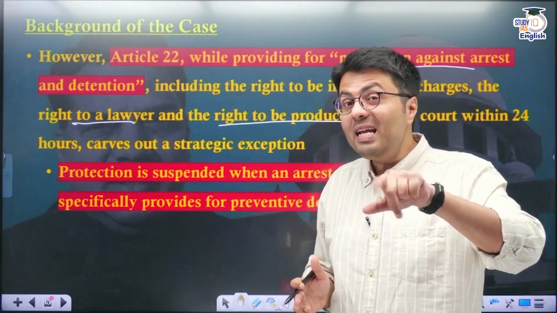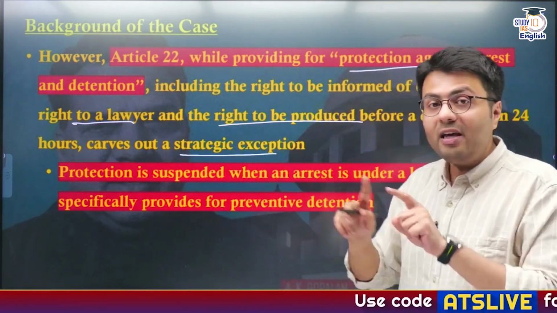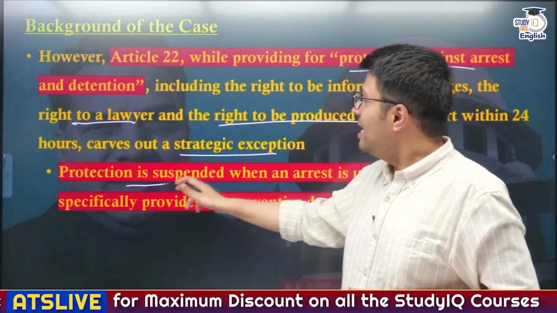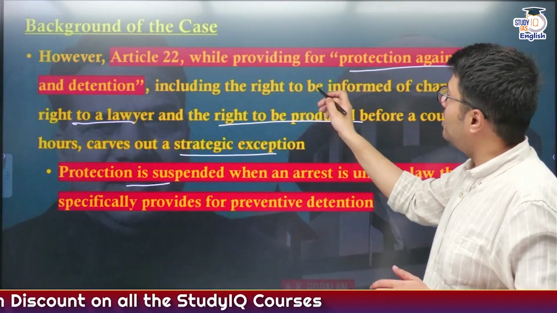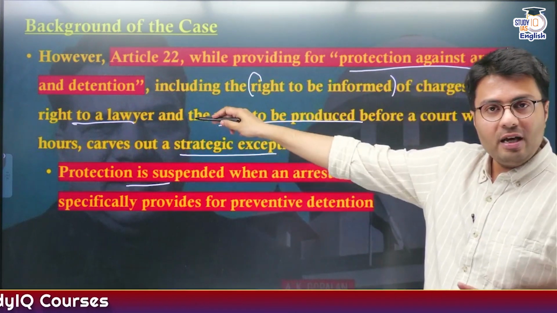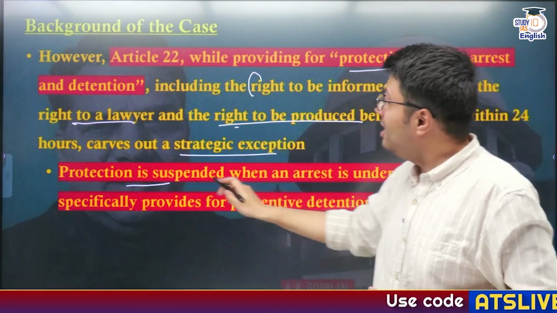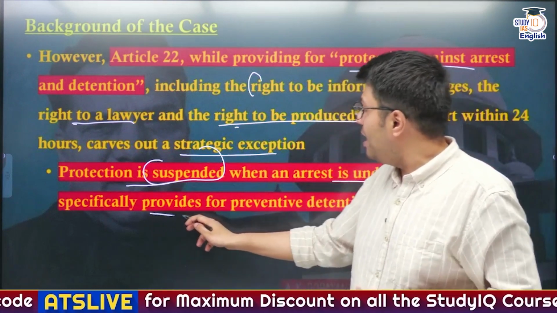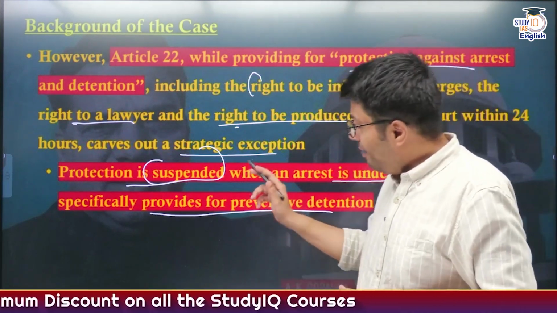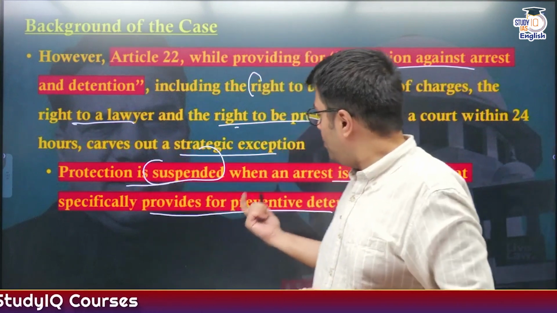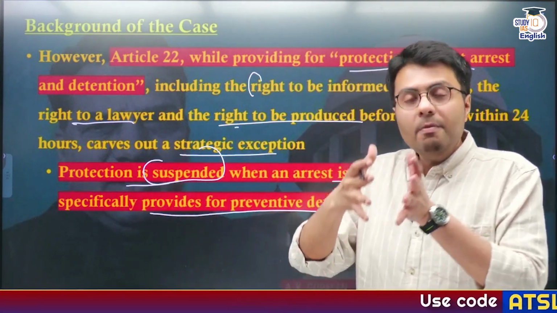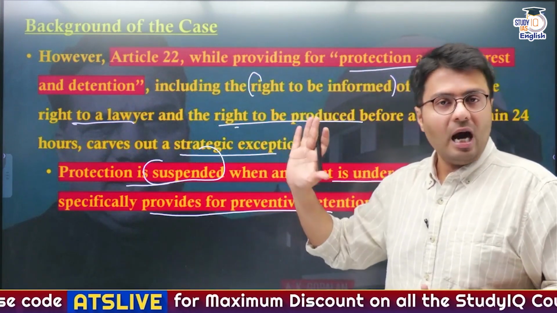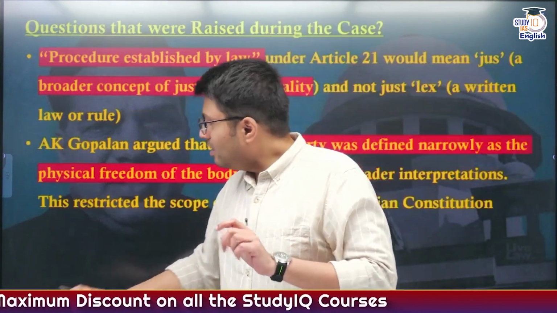But if you look at Article 22 even more closely, you'll see that there is a strategic exception also provided in this very article. The protections that are extended under Article 22, that is right to be informed of charges, right to seek the help of a lawyer, and right to be produced before a court of law, are suspended when an arrest is made for a person according to a law which specifically provides for preventive detention. And if you look at the laws which are used to provide for preventive detention in India, which includes the Preventive Detention Act, it was passed well under this strategic exception of Article 22 of the COI. So this was what the case was all about.